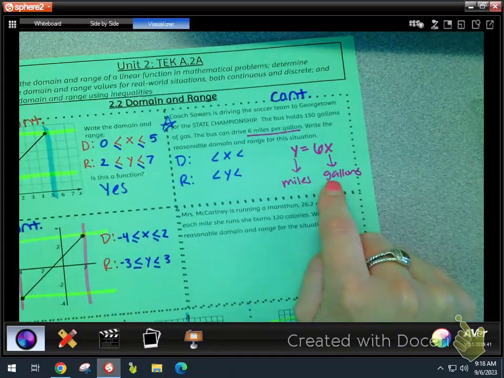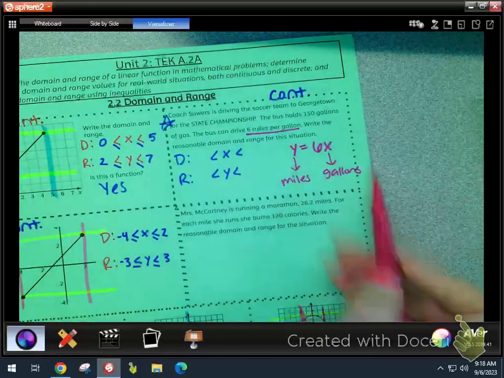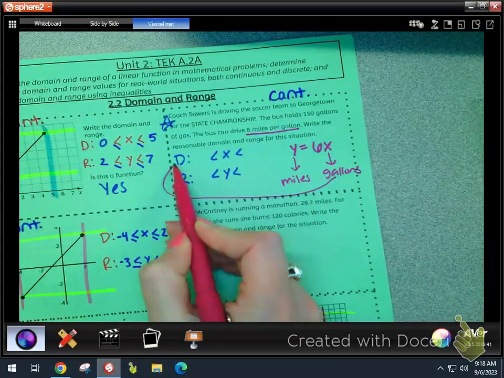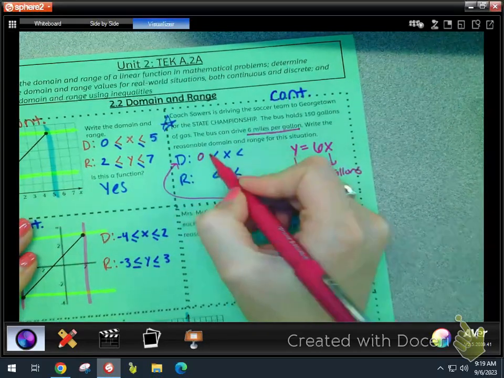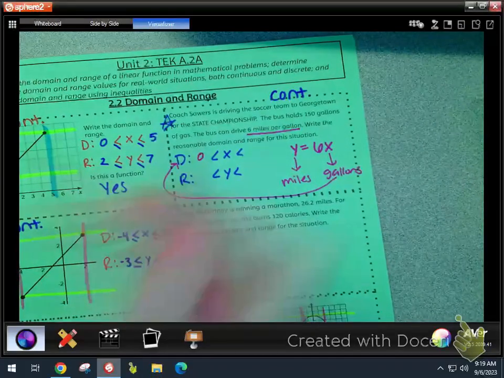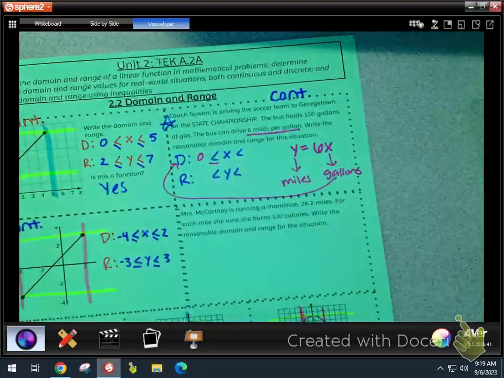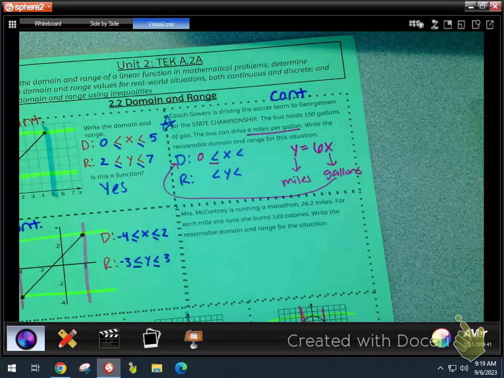Domain is talking about our X's, which is our gallons. So what's the least amount of gallons of gas that we can have on the bus? Can you be empty? That's the least. 0. You can have no gas. You're out of gas. Not in a good place. So 0 is the least amount of gas we can have. We can be at exactly 0. We shouldn't be, because we need to be better drivers than that. But we could have 0 gas. And the next one's 150.